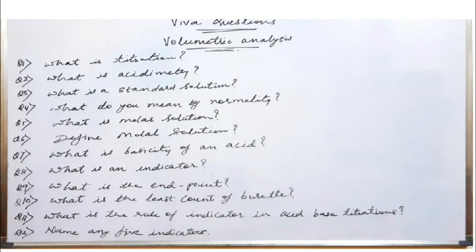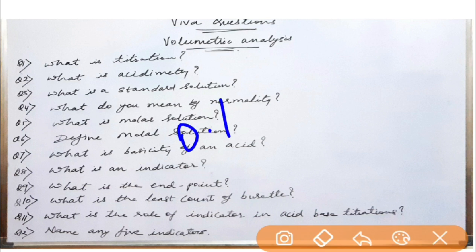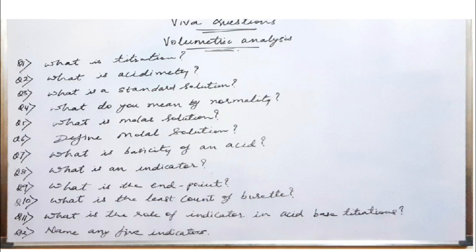The completion of the reaction is indicated by the indicator through the visible color change. Next is, what is the least count of a burette? Do you know what the least count of a burette is? Just try to imagine a burette in front of you. What is the minimum count you can observe within the burette? It is 0.1 ml.